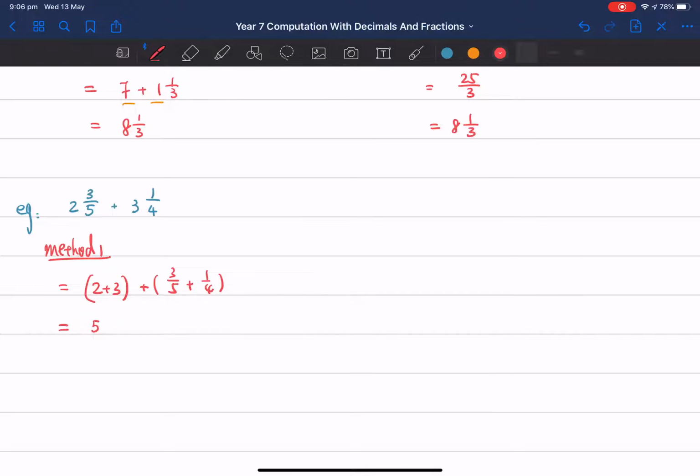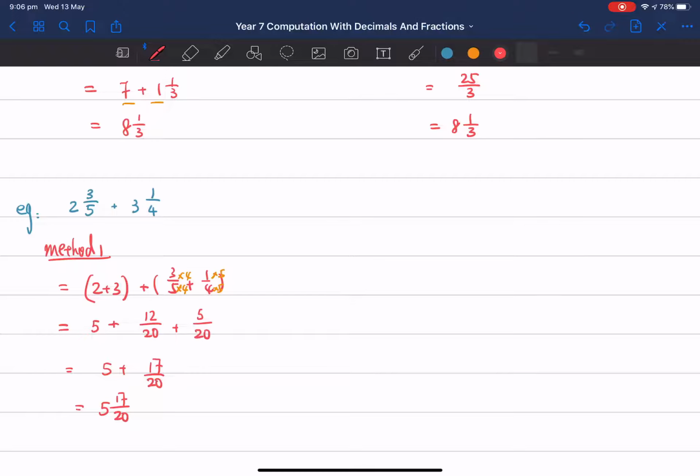Sorry. So that becomes 5. And then for the second fractions, you have to make the same denominator, which is 20. And that's the lowest common multiple. So that becomes 12, and here's 5, because you multiply by 4 and 5. Okay, all right. So then you add the two fractions together and it becomes 17 over 20. So your final answer will be 5 and 17 over 20. That's how you do it.